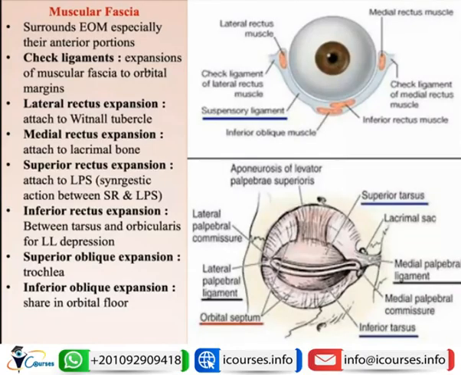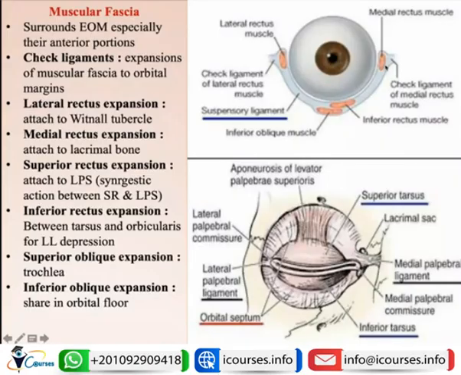So for example, if you are looking laterally or medially, what will prevent the eye from rolling backward, so that your cornea will be toward the optic nerve? Can this occur? The answer is no, because the lateral and the medial movements have their limit. And what is the limit? This is by the check ligament. The check ligament is a fascia that attaches the muscle to the orbital margin and will limit the movement of the muscle.